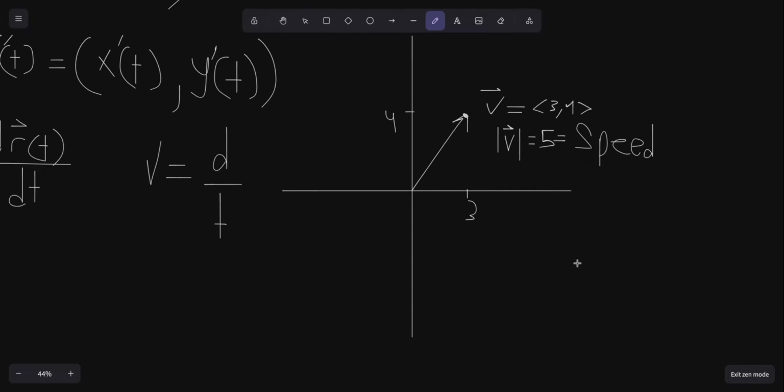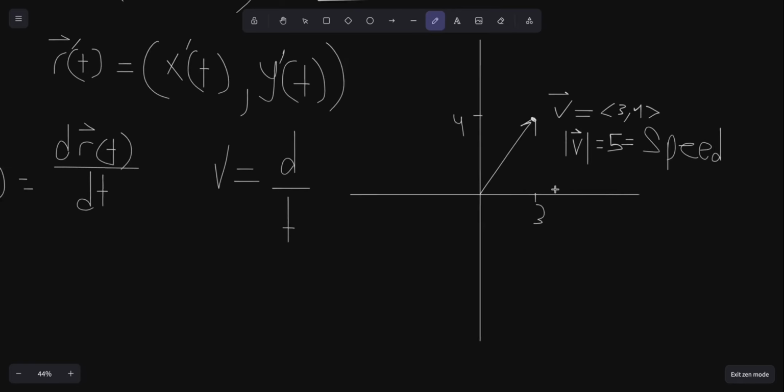Think about it. Speed is a scalar quantity, so there's a magnitude and no direction. Velocity is the vector quantity, right? It has a magnitude and a direction. So you would usually write out a vector if you're representing the velocity vector at some specific point. But if I take the magnitude of this velocity vector, that's just going to give me my speed.